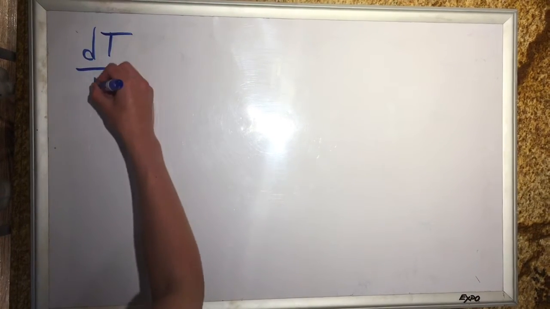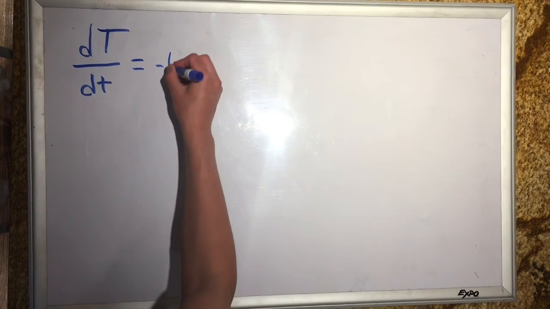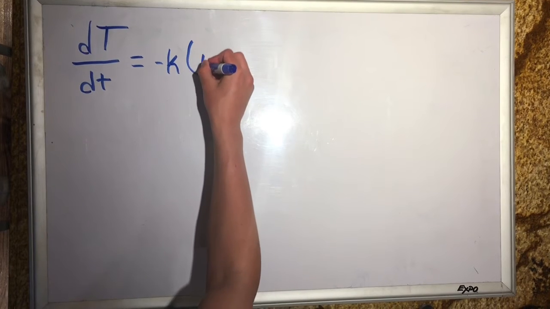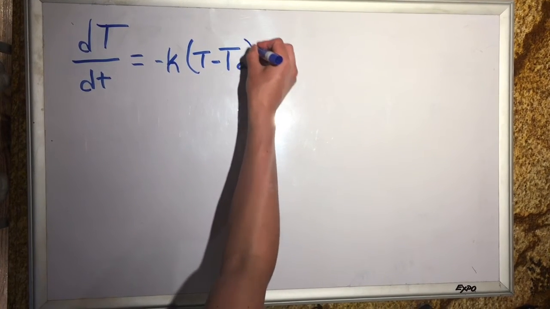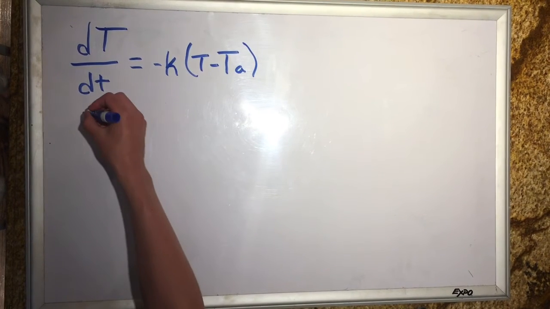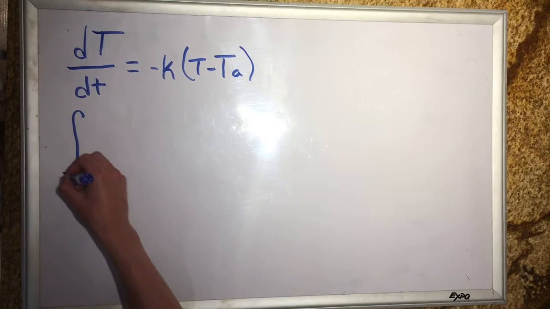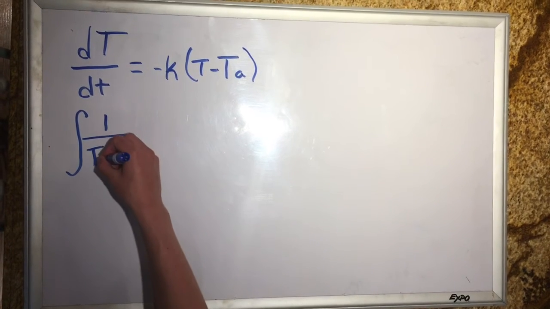Newton's law of cooling states that the rate of change of temperature is proportional to the difference between the object's temperature and the ambient temperature. In order to find the general solution, we have to separate the variables and integrate both sides.